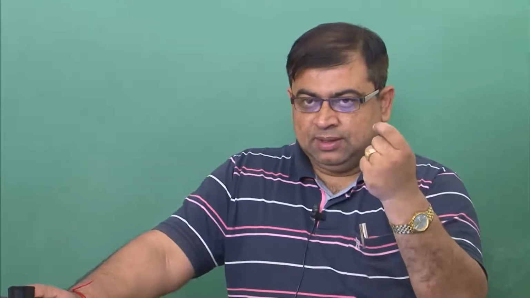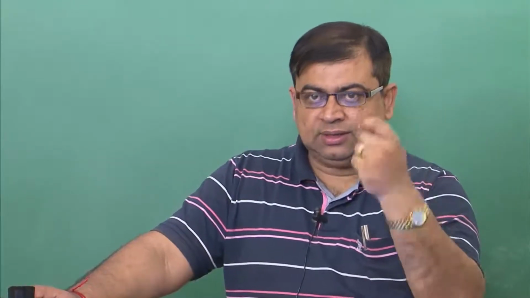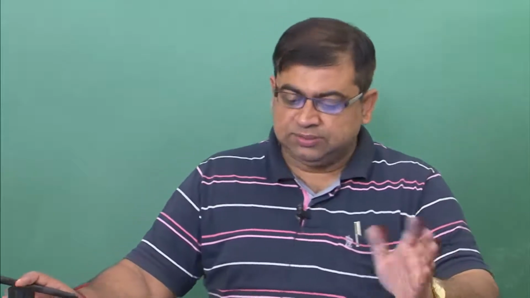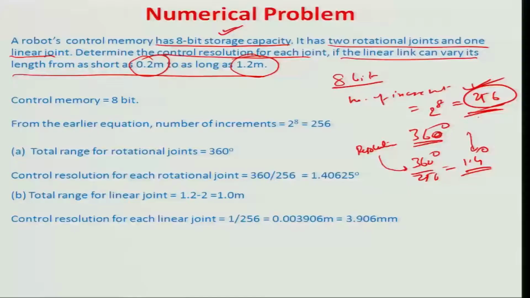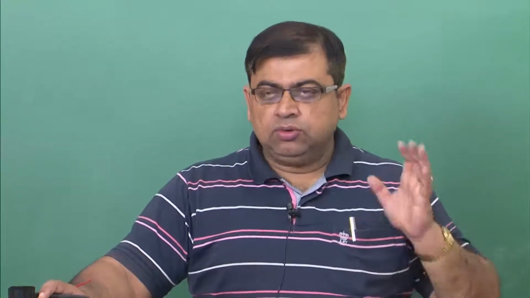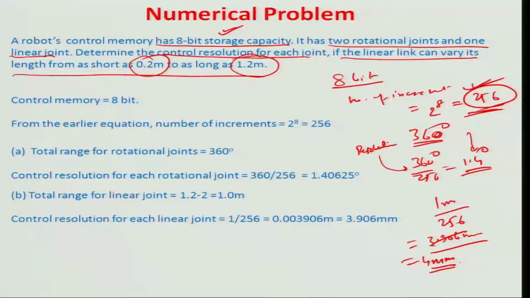That is the minimum, the least count movement in terms of rotation which could be executed in this particular robot. Similarly, if the range of the linear link is from 0.2 to 1.2 meters, that is about 1 meter, the resolution is again 1 meter by 256, that is close to 3.906 millimeters, so between 3.9 and 4 millimeters is the resolution. So, if I wanted to position at an accuracy of less than 4 millimeters with this 8-bit storage capacity, it is not possible. That is how you define the spatial resolution part of the robot.